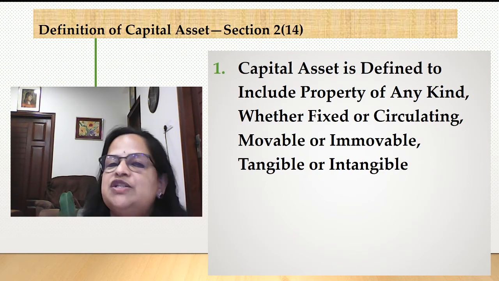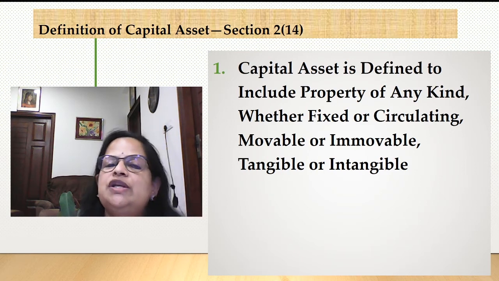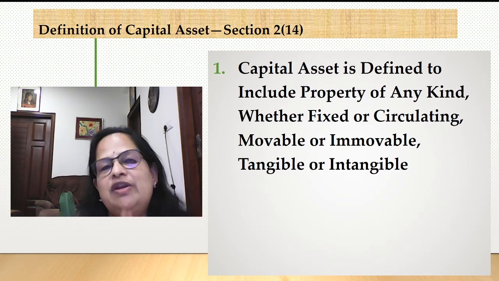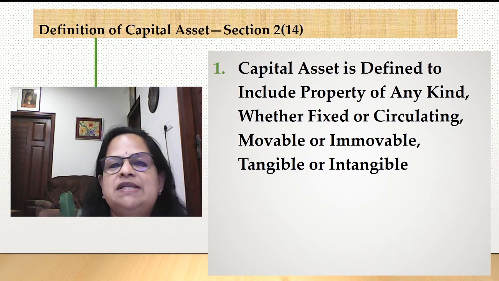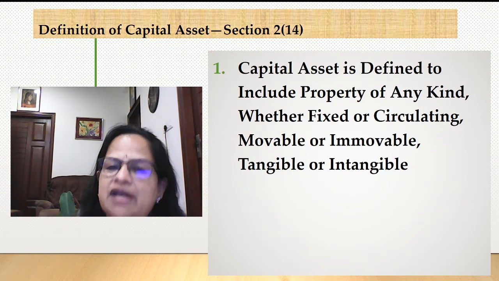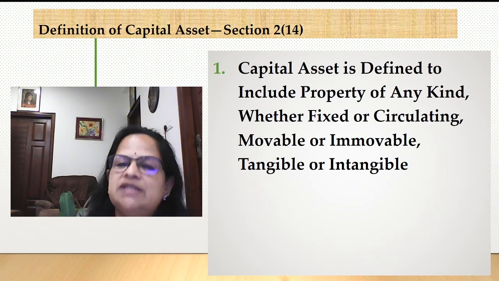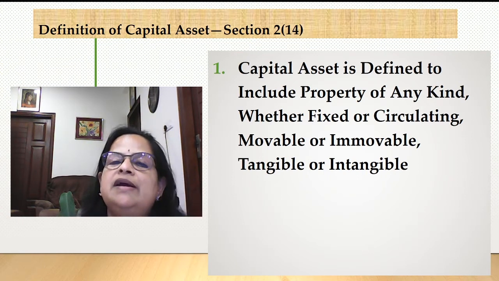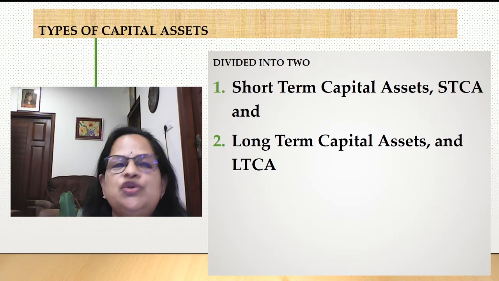In the meaning section, if you get a 2-mark question, you have to give the section also when you are explaining what is the definition of capital asset. Capital asset is defined to include property of any kind, whether fixed or circulating, movable or immovable, tangible or intangible. It can be patents, copyrights, a vehicle, a building, plant and machinery, land, jewelry, shares, anything like that. So the definition you have to remember for a 2-mark question, and the section also you have to quote.